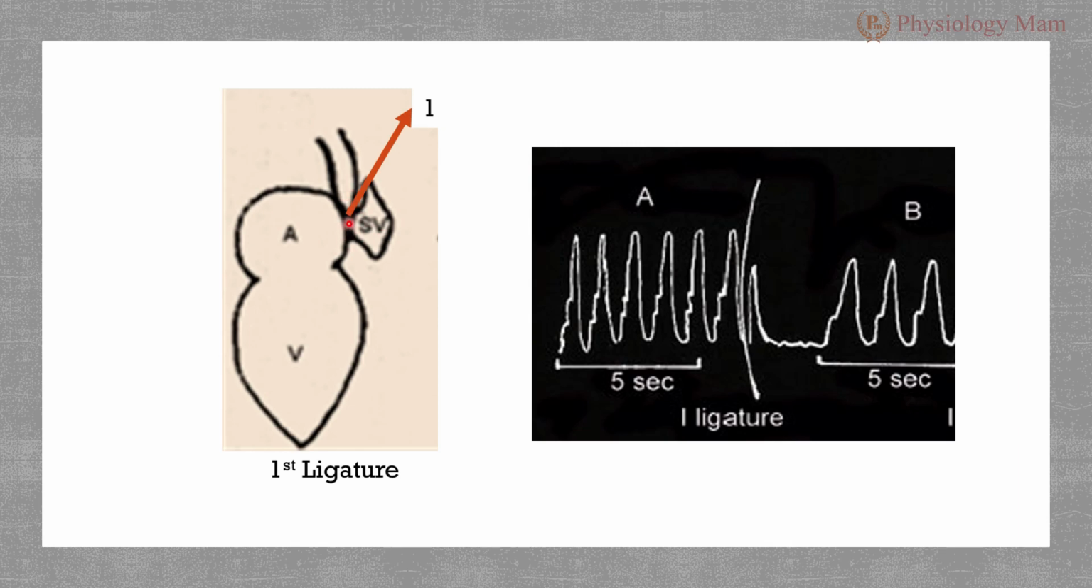After tying the first ligature, the impulses which were coming from the sinus venosus to the atrium get interrupted, and for some period of time there is no heartbeat. Afterwards, the atrium takes up the job by its property of autorhythmicity, and it starts beating. What you get to see here is the atrial rhythm. The point to note is that in the normal cardiogram, the number of heartbeats was more than the number of heartbeats that you see in this atrial rhythm.